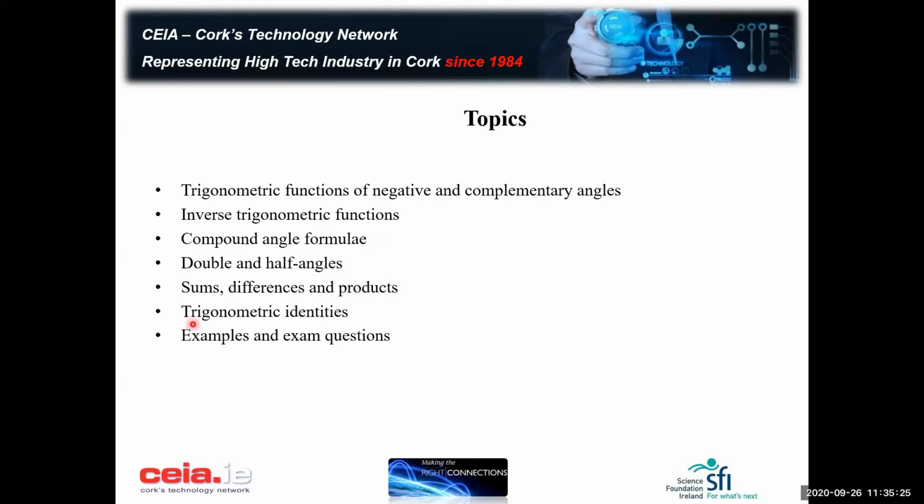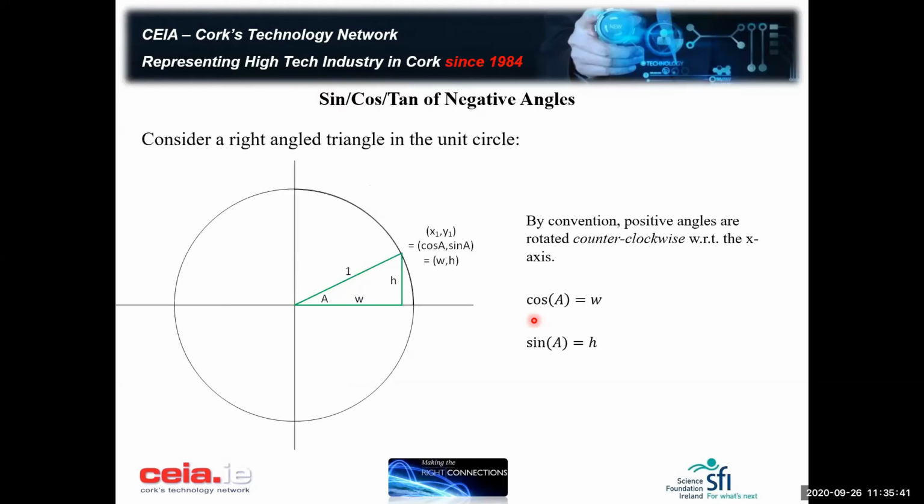Then we'll work through some examples, primarily trigonometric identities, which are common questions asked in the exam. We'll look at some other exam questions as well if you have time at the end. Right. So let's start with the negative angle formulas.